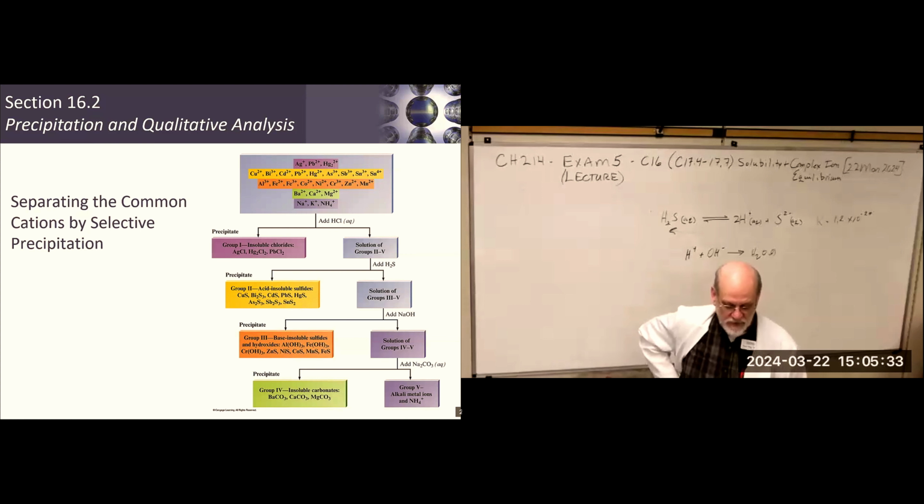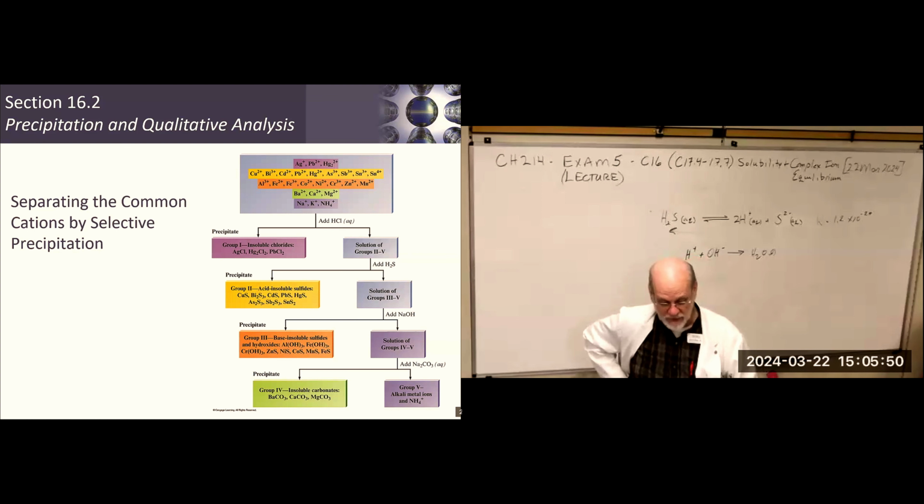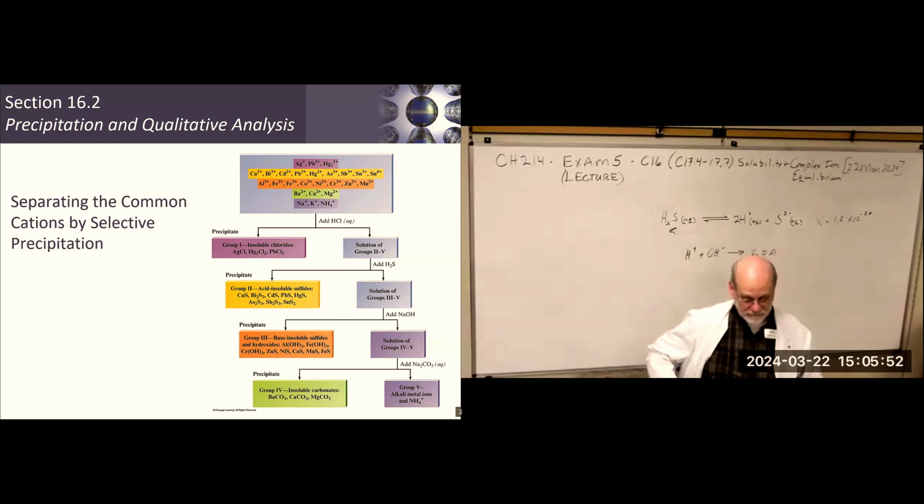Then what's left over? Well, what's left over, if you add sodium carbonate, then you can form the carbonate insoluble compounds with barium, calcium, and magnesium. And then what's left over is the alkali metals, which are all soluble, always and forever, and the ammonium. That's group 4. Group 5, excuse me.